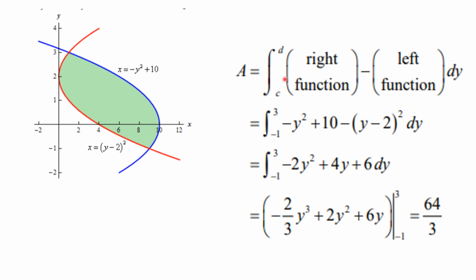So here we go. It's going to be the integral from, this is going to be -1 to 3. Those limits are y's. It's going to be the right function, minus y squared plus 10, minus the whole of the left function. So I do some algebra, then I do some calculus, and finally I do some arithmetic.